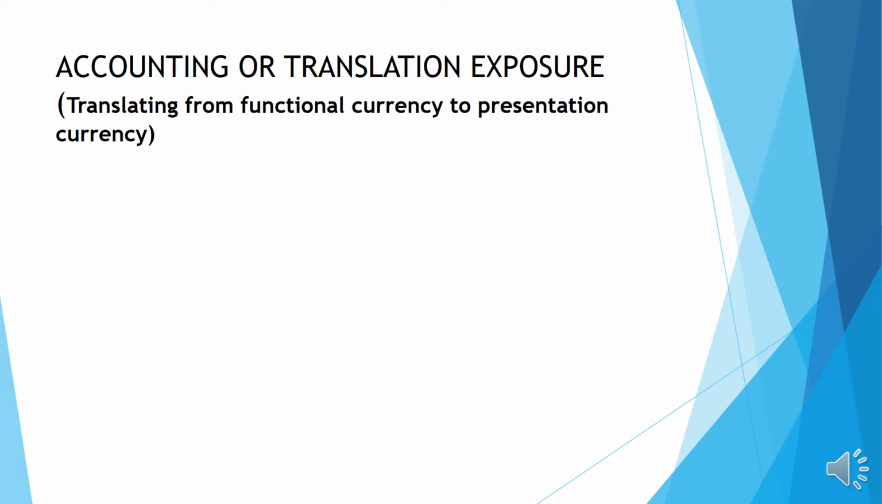We want to look at accounting or transaction exposure, i.e. translating from functional currency to presentation currency. Functional currency or operational currency is the currency of the host country, i.e. where the project is located, whereas presentation currency is the one used at the headquarters, i.e. in the country of the parent.